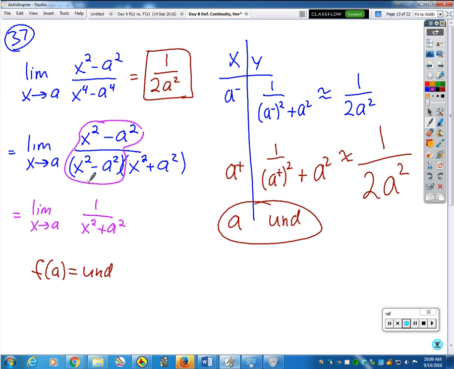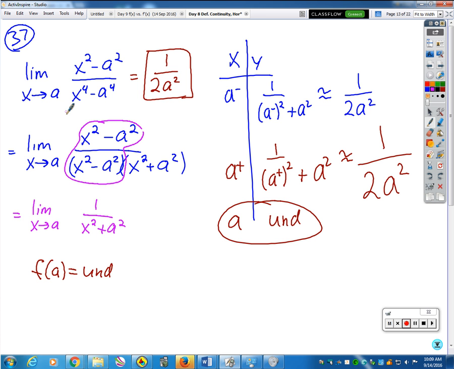Once I factor, I notice that this portion here is equivalent to 1, as long as x isn't equal to a. But because I'm finding a limit, I don't care about x equaling a. I'm only going to worry about x being a little less than a or x being a little more than a. So this will be equal to 1.